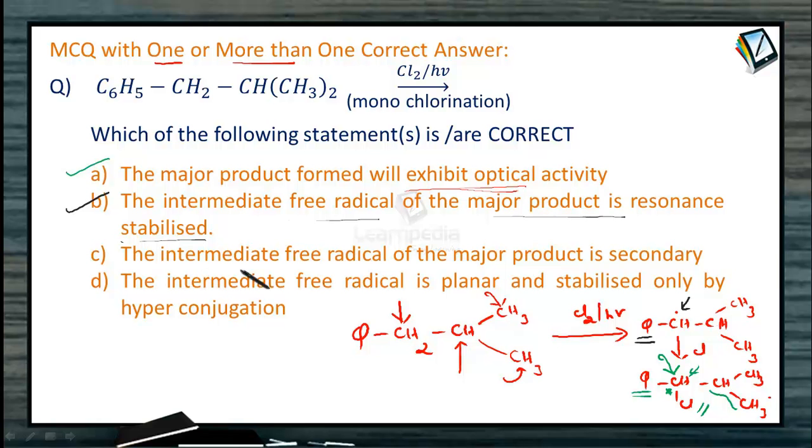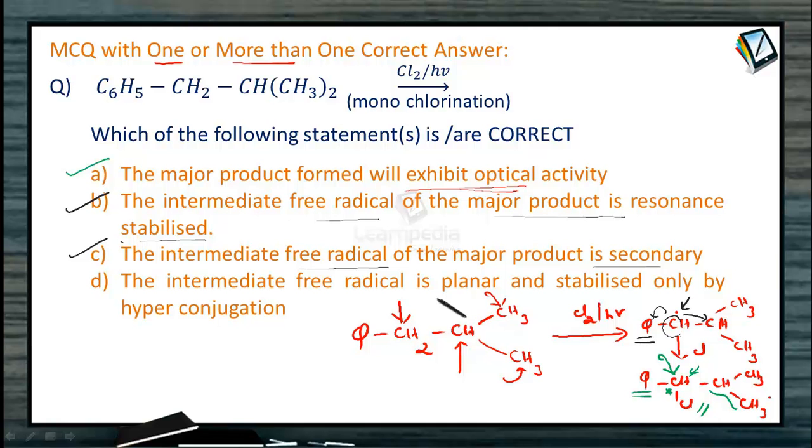C option is the intermediate free radical of the major product is secondary. That is, the carbon where unpaired electron is present is secondary or not. So this particular carbon, if we take, this is attached to this carbon directly and this carbon of the phenyl group directly. So it is a secondary carbon only. So free radical carbon is secondary. Therefore C is also right.